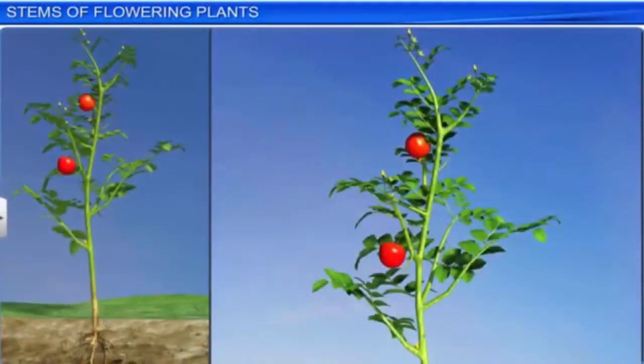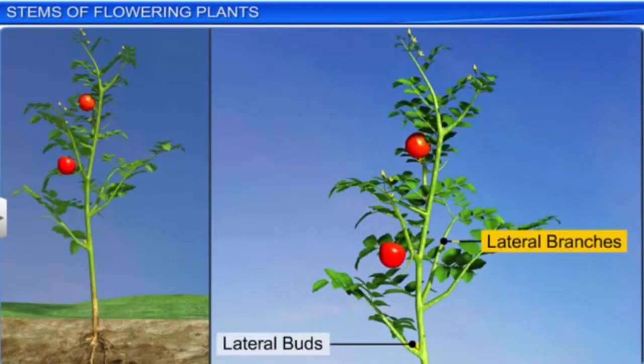As the stem grows, many lateral buds emerge, which grow into lateral branches. These branches further develop other lateral shoots called twigs or branchlets.